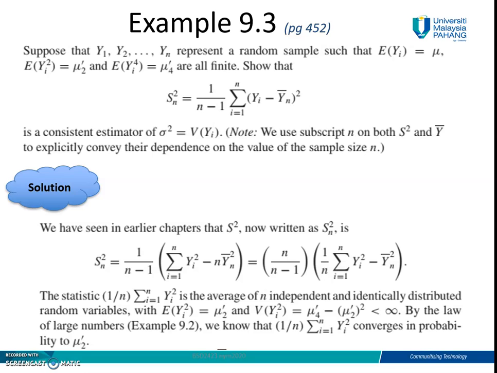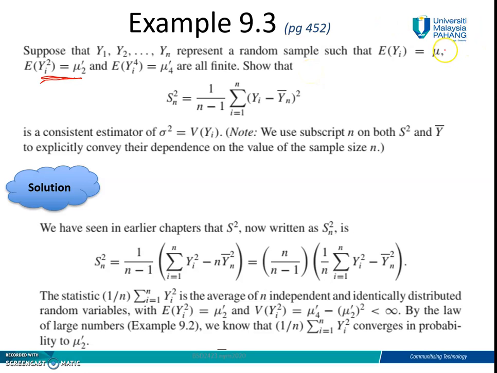Suppose that Y1, Y2, up to Yn represent a random sample, such that the expected value of Yi equals mu, and the expected value of Yi squared equals mu prime 2. If you remember, you've done this in the method of moments. And the expected value of Yi to the power 4, which equals mu prime 4, are all finite. Show that the sample variance, S squared n, equals 1 over n minus 1 times the summation of Yi minus Y bar n, squared.